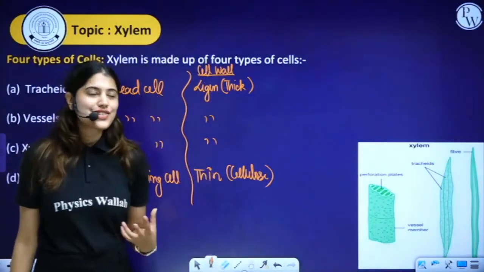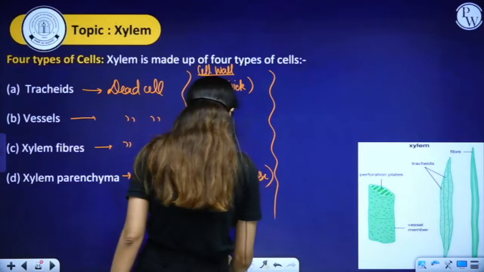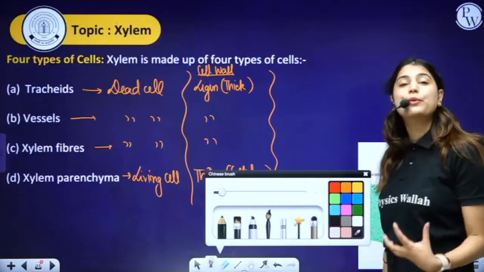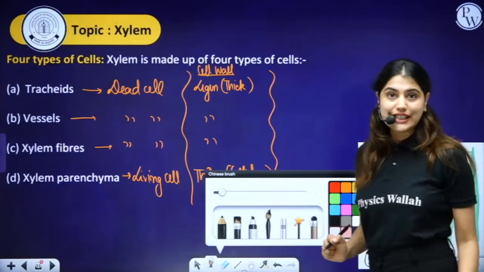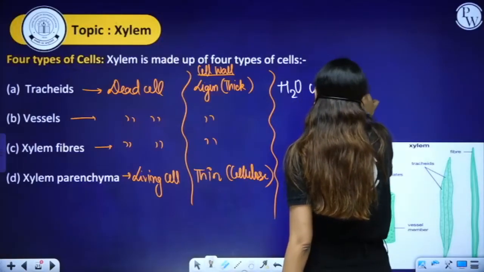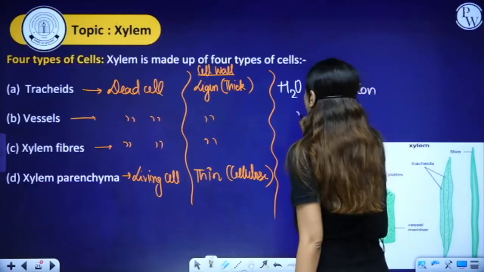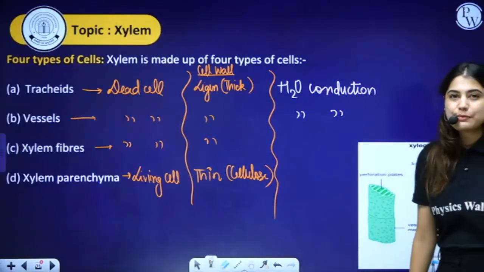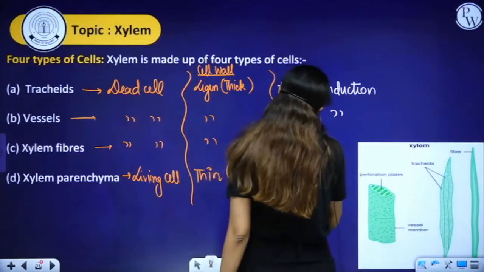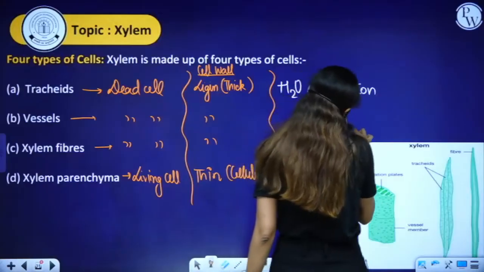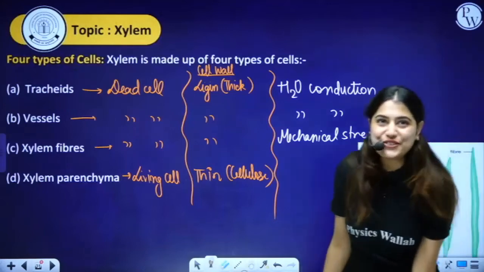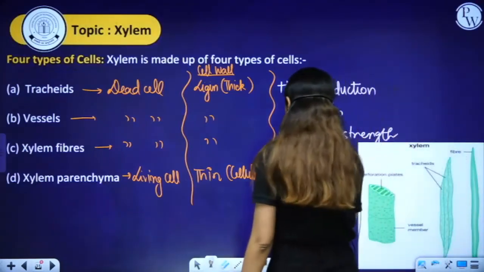Now, what are the functions these cells are performing? The function performed by tracheate is transport of water. So, both vessels and tracheates are helping in water conduction. What are fibers doing? You all know fibers provide strength. So I can say, yes, it provides the mechanical strength. And what about the parenchyma? We all know the function of parenchyma. Yes, it stores the food.